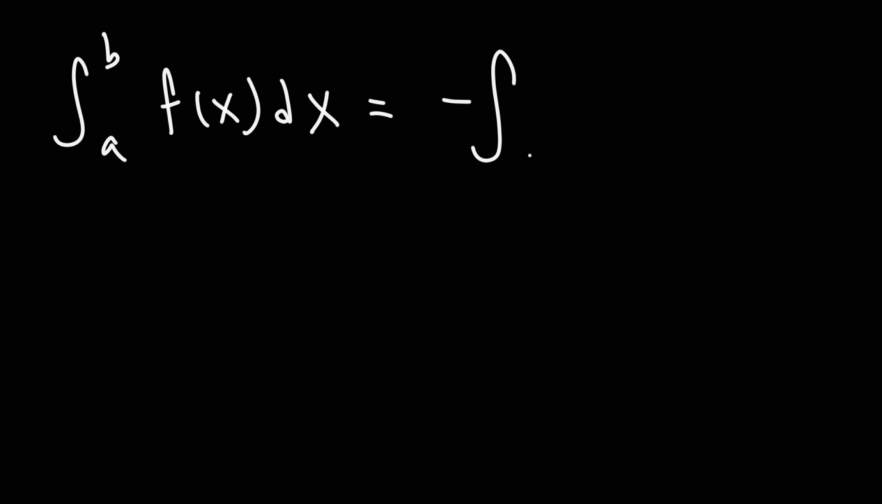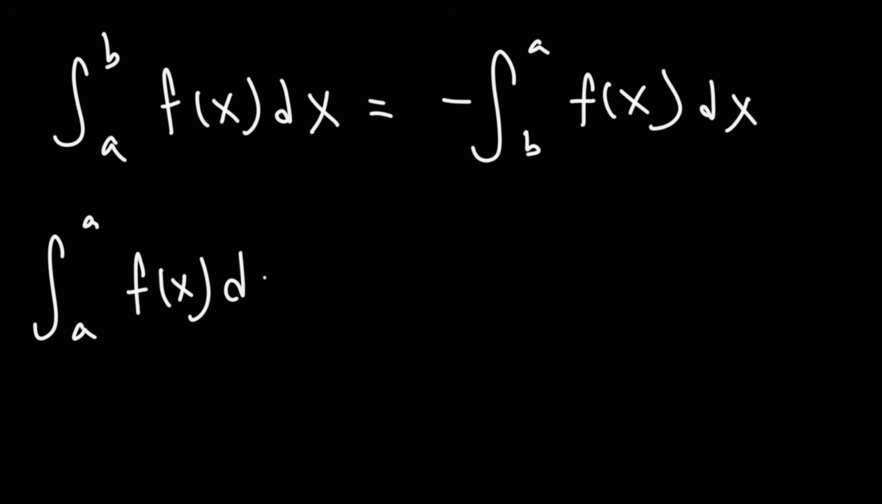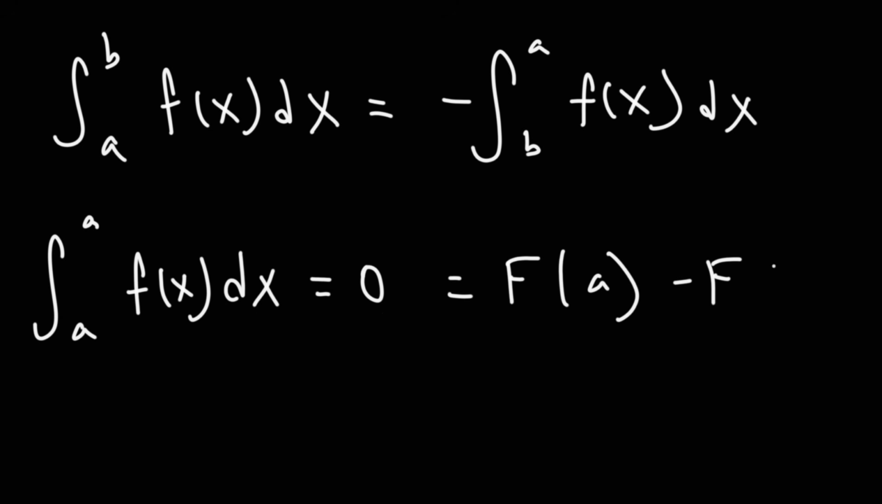Now, let's talk about properties of definite integrals. The definite integral from a to b of f of x dx is equal to negative the integral from b to a of f of x dx. So by switching a and b, the sign will change. The definite integral from a to a is going to equal 0 because F of a minus F of a, they will cancel.